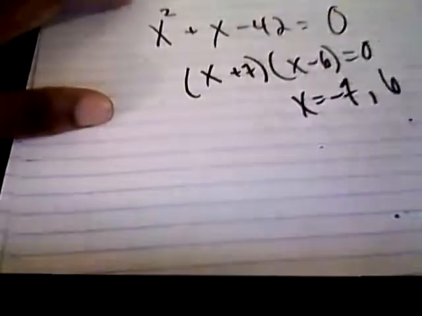So we know that we can factor this. When we factor, we get x plus 7 times x minus 6 equals 0. Therefore, we have x is equal to negative 7 and 6. The function is continuous at all real numbers except for when x is negative 7 and when x is equal to 6.